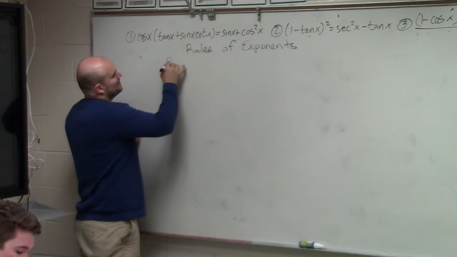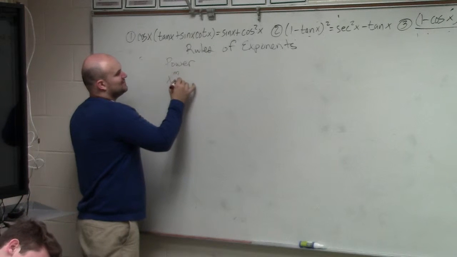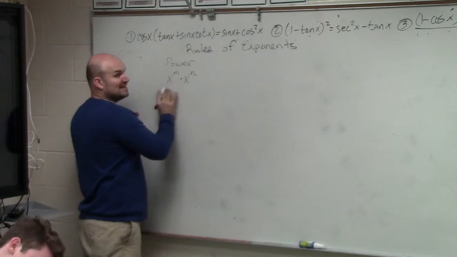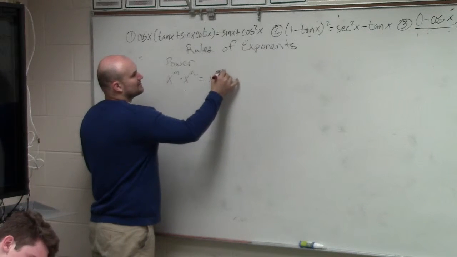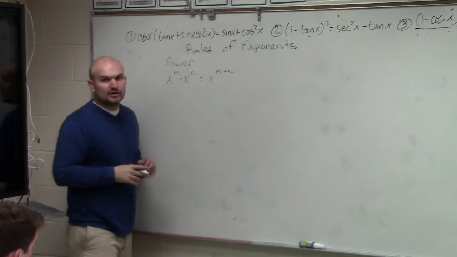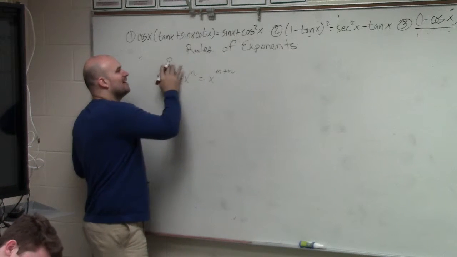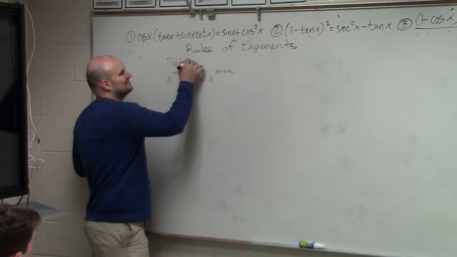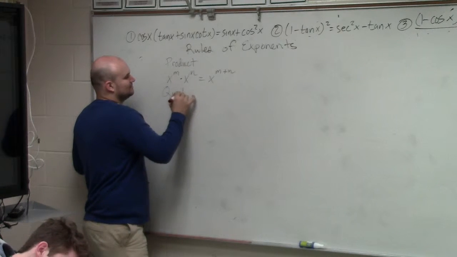The first rule of exponents, which you should definitely be familiar with: when you have two exponents with the same base, x, and you're multiplying them, you simply add the powers. Does everybody agree with that? Yes, everybody remembers that. Sorry, that's not the power rule. That is the product rule.